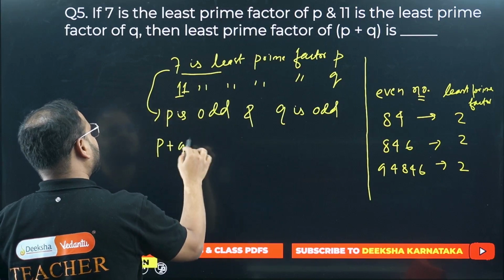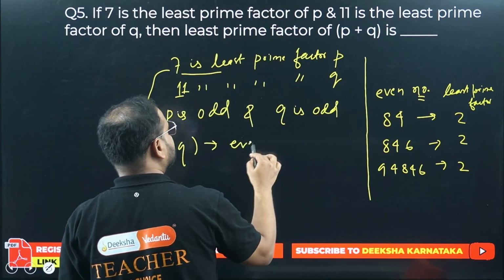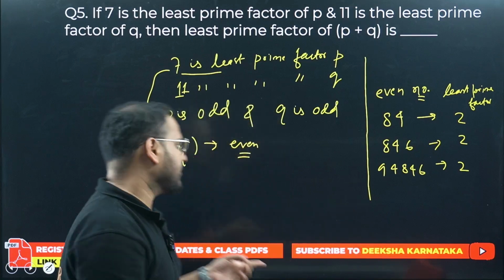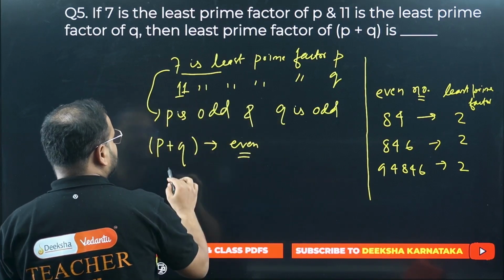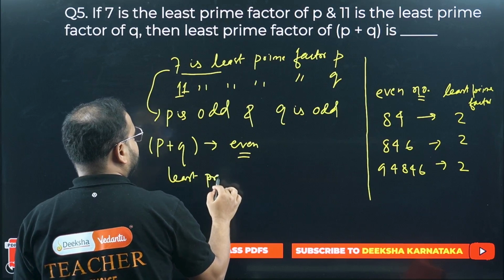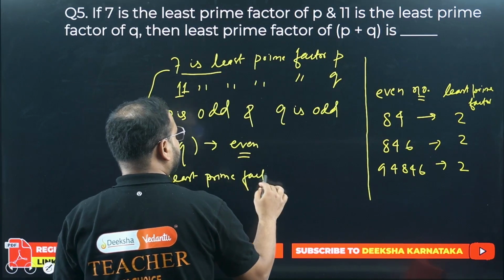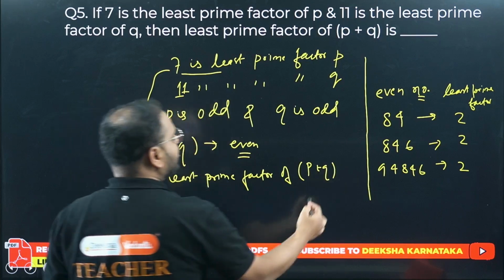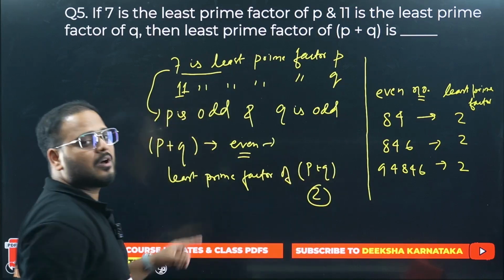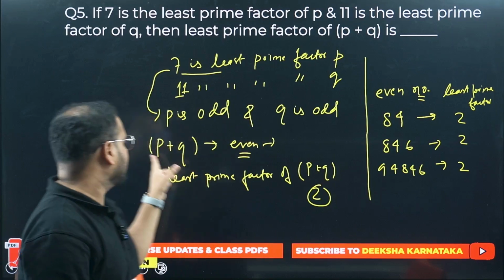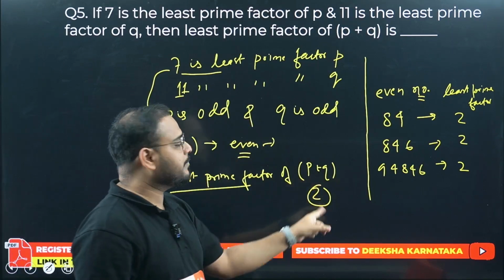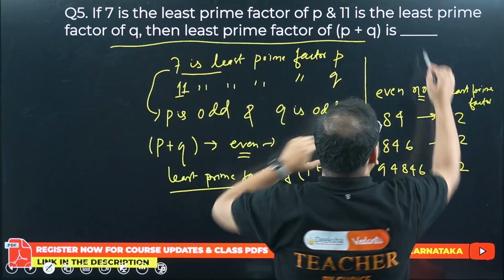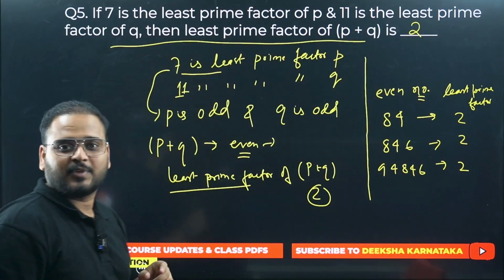Then what happens? P plus Q. The sum of two odd numbers is what? Even. Please check, add any two odd numbers. What is the result? An even number. So P plus Q is even. Then what is the least prime factor of P plus Q? How much is that going to be? 2 only. Since we got P and Q as odd, the sum will be even, so the least prime factor of P plus Q will be 2. So the least prime factor of P plus Q is 2. Good question. All right.